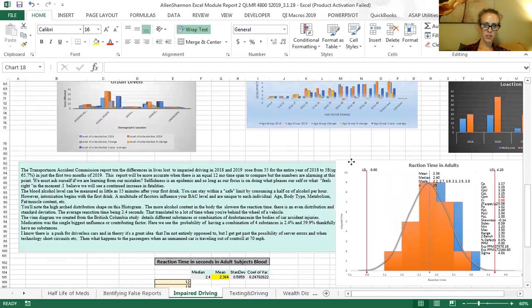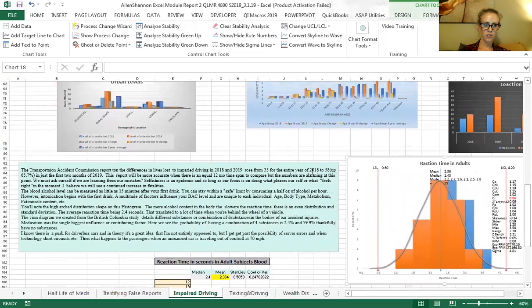Back to the point, intoxication begins with the first drink. A multitude of factors influence your BAC level and are unique to each individual. Age, body type, metabolism, fat, muscle content, etc. are all contributing factors that affect each individual in a different way when it comes to alcohol consumption.